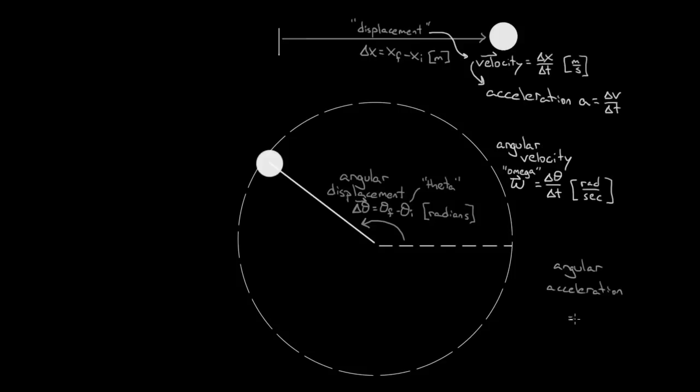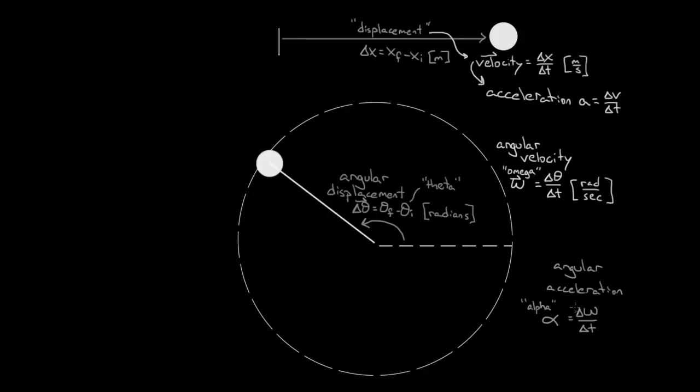And it's going to be defined to be, instead of change in velocity over change in time, the change in the angular velocity over the change in time. And the letter we use to denote angular acceleration is this Greek letter alpha. So this is the Greek letter alpha. It looks like a little fishy, and that represents the angular acceleration of an object.